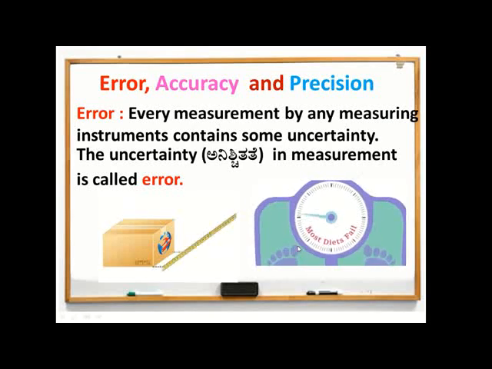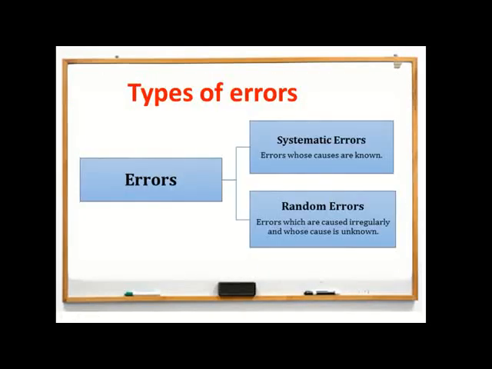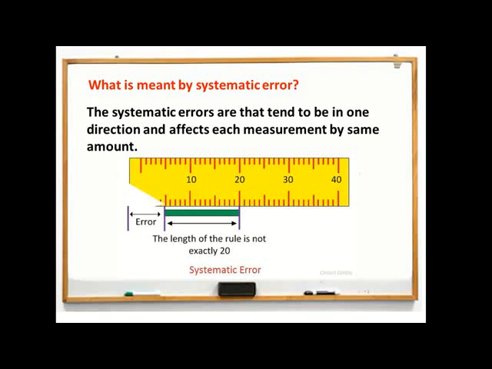Okay, there are different types in error. Let us see what the types of error are. Broadly it is classified into two types: one is systematic error, another is random error. Systematic error is error due to known causes, errors caused by reasons we know. The other, random errors, come irregularly. Systematic error tends to be in one direction, always more or always less, and it affects the instrument by the same amount.